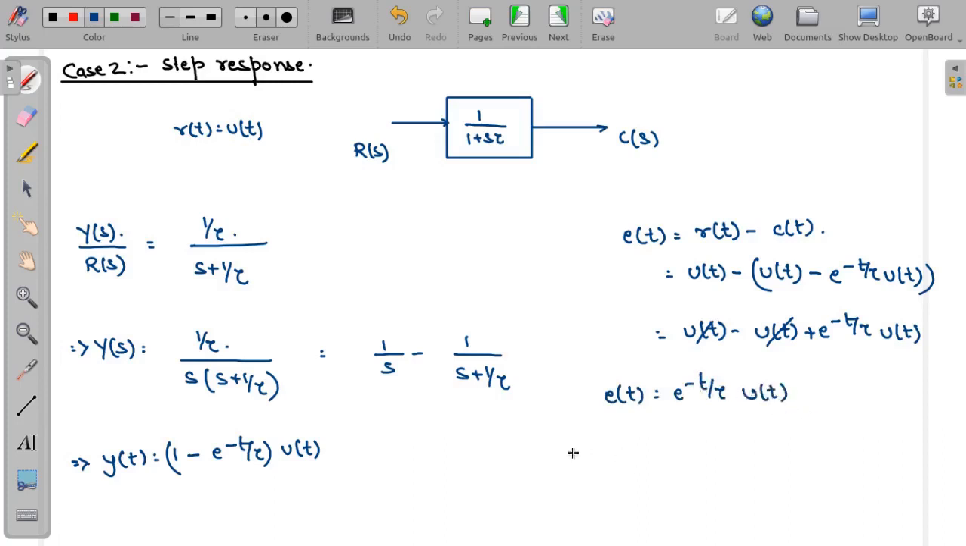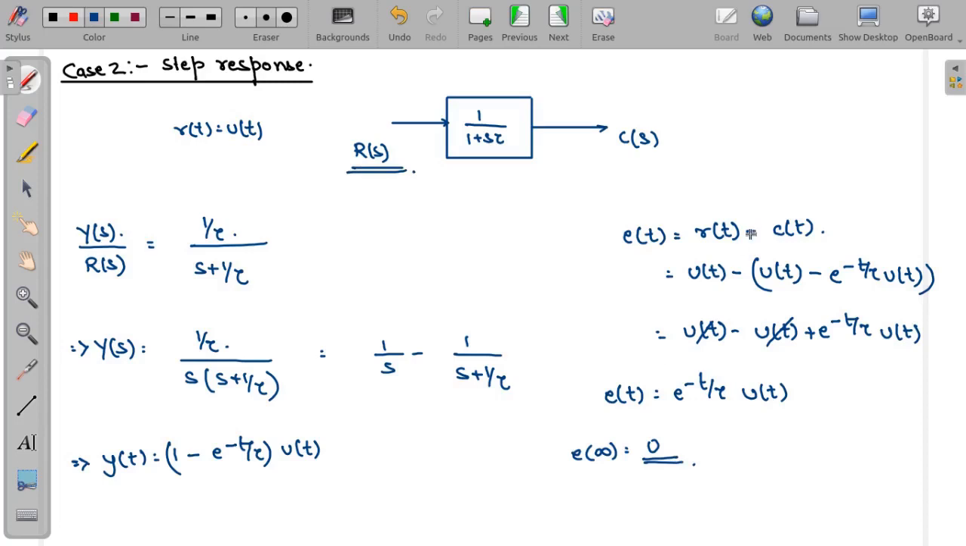So now if you want to calculate the steady state error, put t tends to infinity, so that will be 0. So at steady state for a first order system, if you apply a step input, your output will be the same as your input when time is infinite.